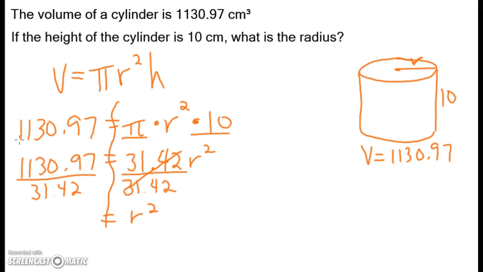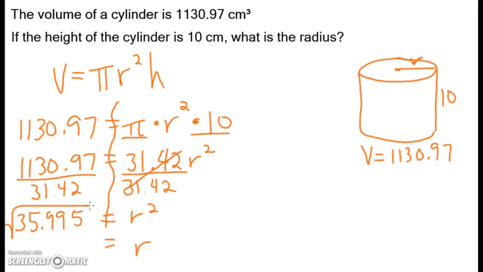And I get 35.995. All right, but I don't want to know r squared. I want plain old regular r. So how do you get rid of a square? Well, the opposite of a square is to square root. So I'm going to take the square root of 35.995.